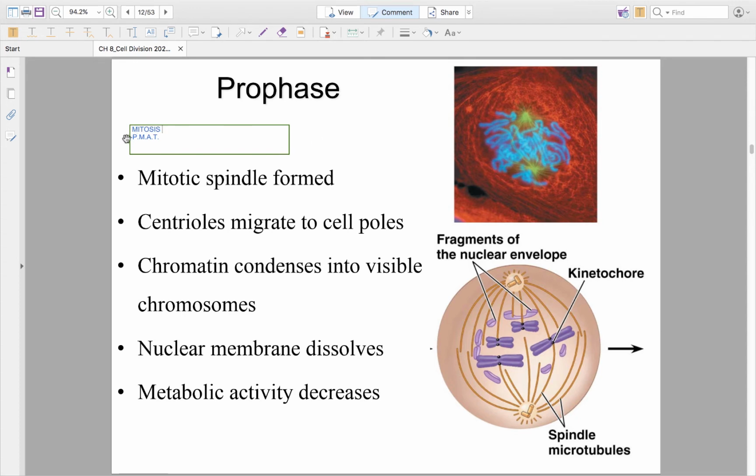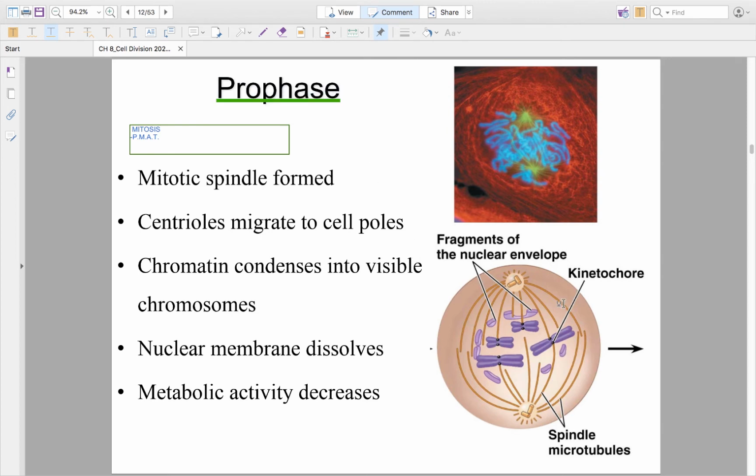So the book will sometimes tell you that there's 5 phases, but we have condensed them into 4. The video will tell you that too. Basically what they're going to say is that there's a prophase and a prometaphase. What we've done is taken prophase and prometaphase and put them into one category and just called it prophase. So all of this is happening in prophase.